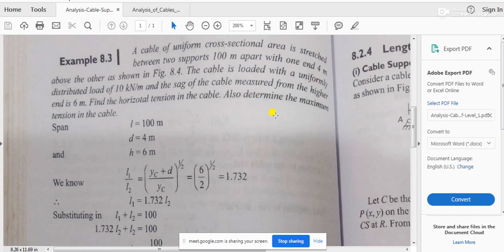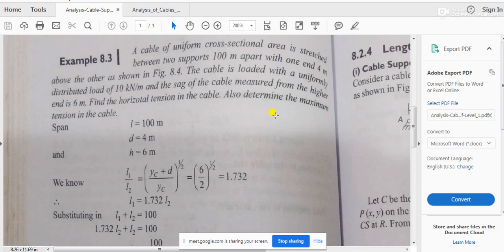So you see, this is a problem based on the theoretical concept you have understood. First you read the problem. What does the problem say? A cable of uniform cross-sectional area is stretched between two supports, 100 meter apart. What does it mean? The distance between the two supports is 100 meter. That means the value of L is given.